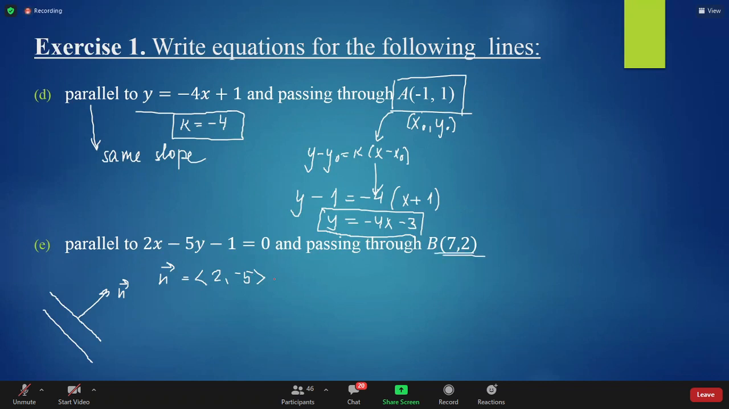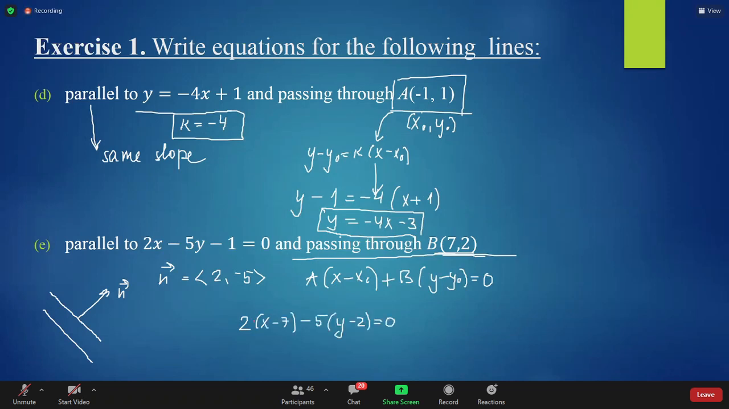So I am using the normal vector equation, that is a times x minus x0 plus b times y minus y0 equals 0. This was the normal vector equation. Okay, so I can write 2 times x minus 7 minus 5 times y minus 2 equals 0. Or if you like to simplify, it's not strictly required because this form looks good enough.